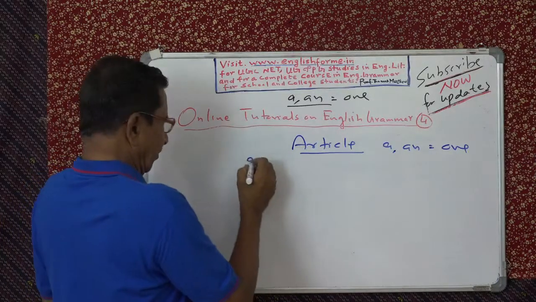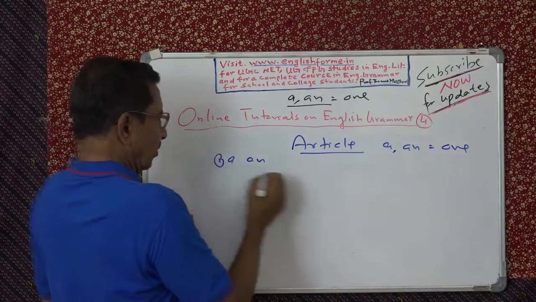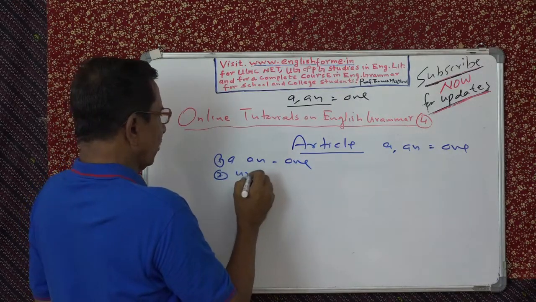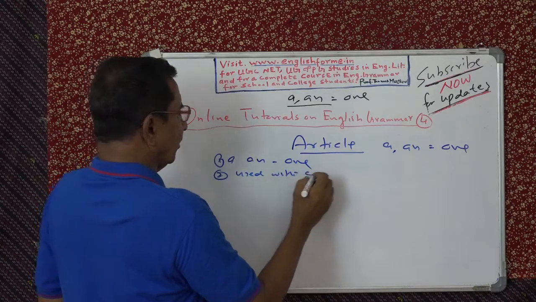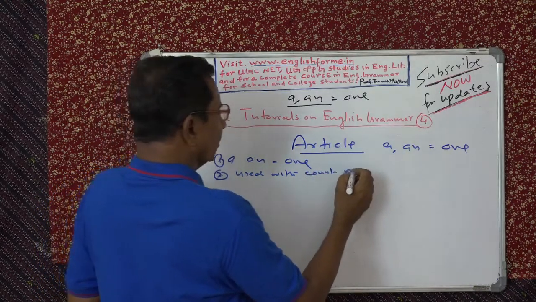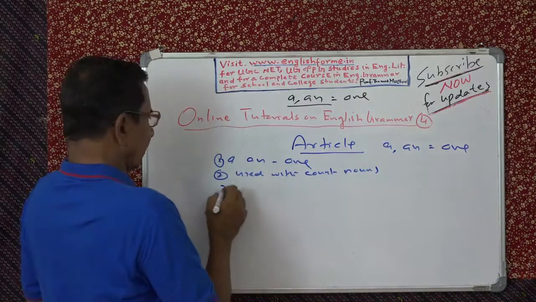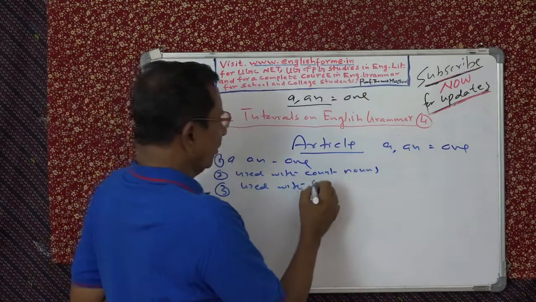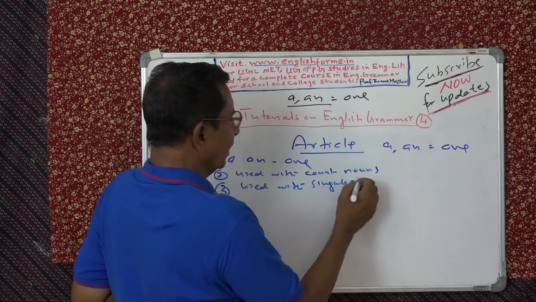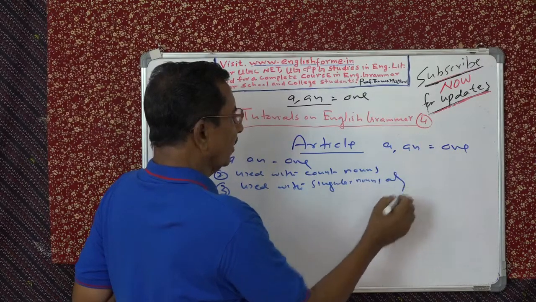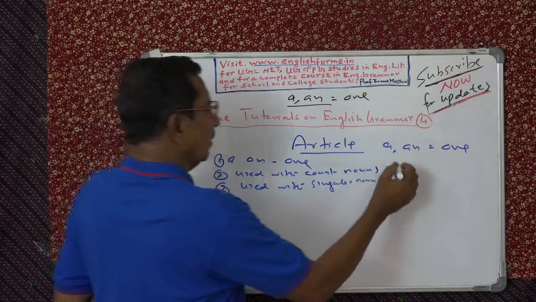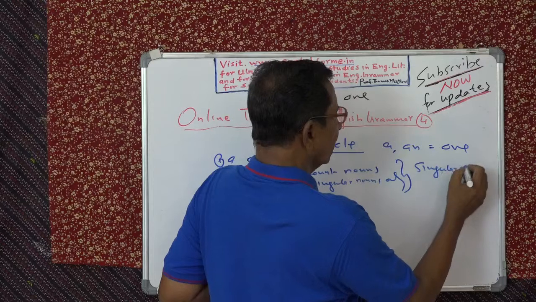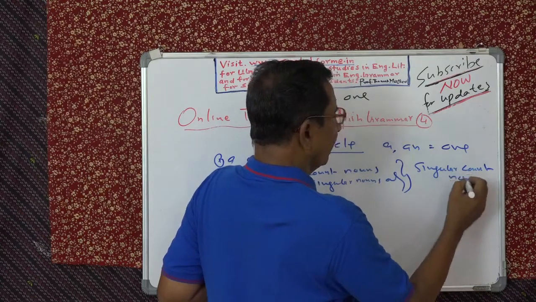Now a and an. First, meaning one. Two, used with count nouns only. Three, used with singular nouns only. Now that means together you can say singular count nouns, singular count nouns.